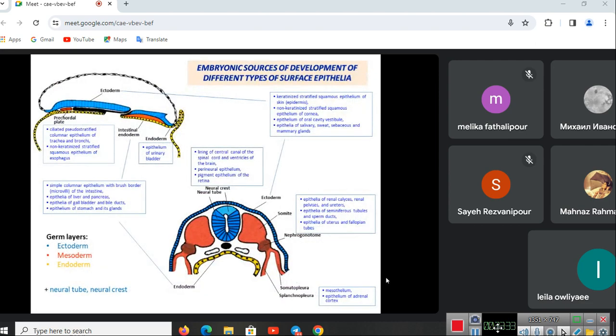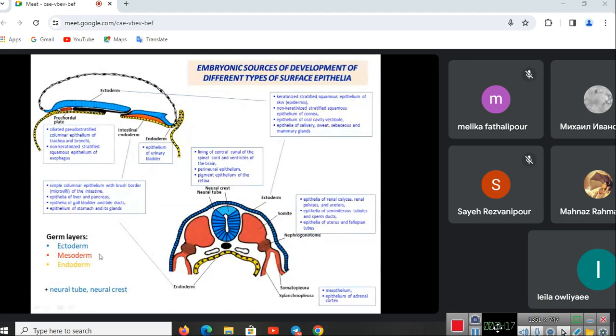Now, here are the embryonic sources of development of different types of surface epithelia. This picture shows that all the germ layers give the epithelia. Ectoderm, the outermost layer of the embryo, gives stratified squamous epithelium of skin, epidermis, also epithelium of cornea in the eye, epithelium of the oral cavity vestibule, and epithelium of salivary, sweat, sebaceous, and mammary glands. So they are from ectoderm.